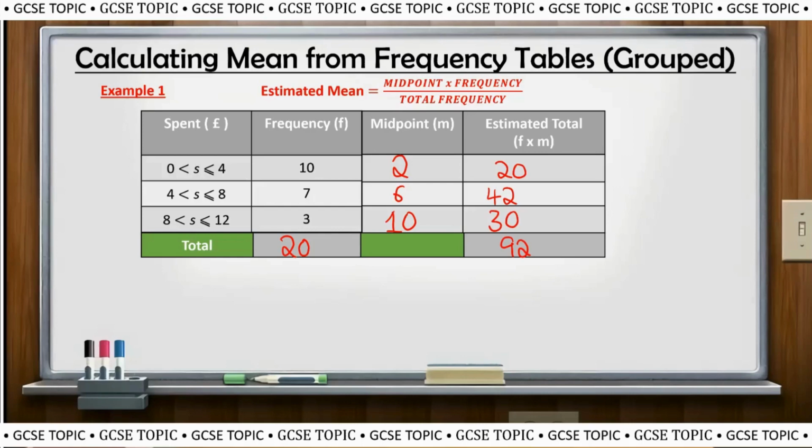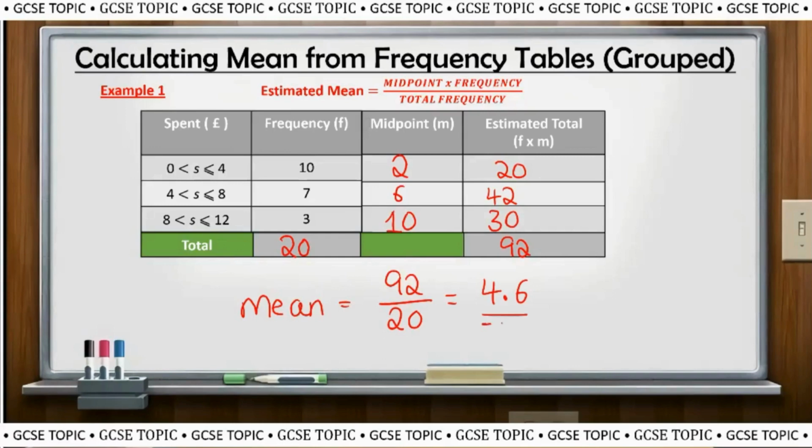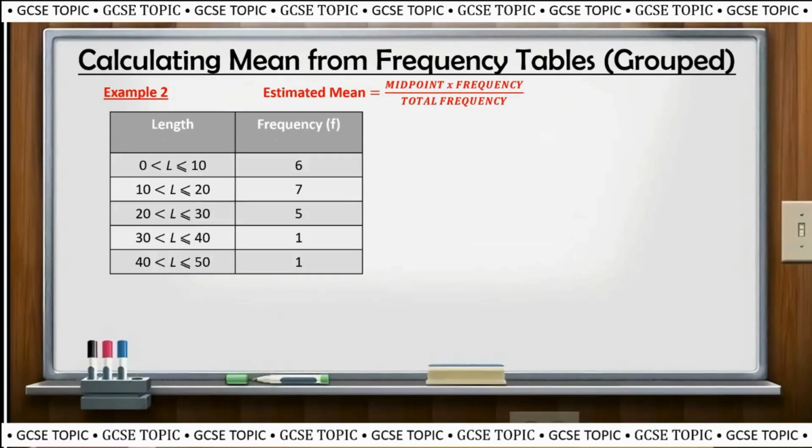And finally, for step 4, I'm now going to input my total for my estimated column into my formula and divide it by my total frequency. So my estimated mean is going to be 92 divided by 20, which gives me an answer of 4.6. And there you have it. My estimated mean for example 1 is 4.6. Let's have a go at another example.